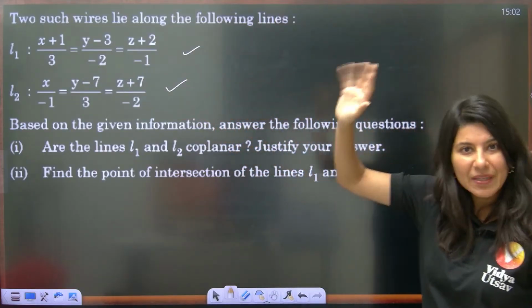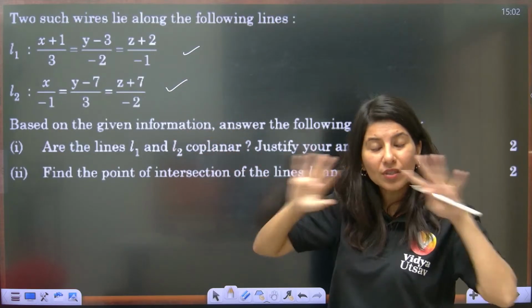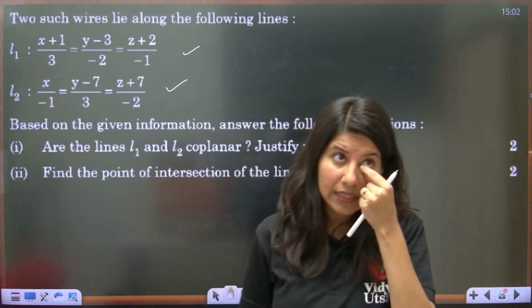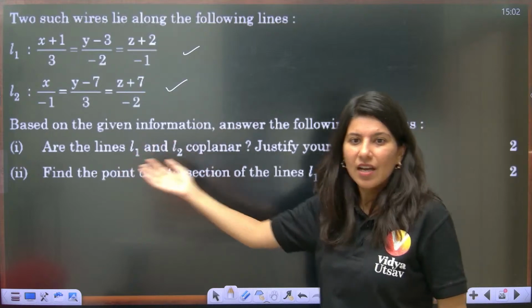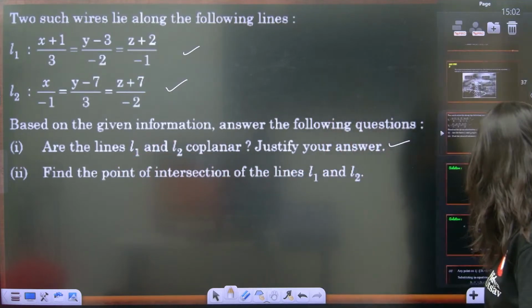I am just skipping the case study paragraph because there is no need in some questions. In probability or application of derivatives you can read the paragraph, but in such questions, lines are given. Are the lines coplanar? Justify your answer. Find the point of intersection of line 1 and line 2.